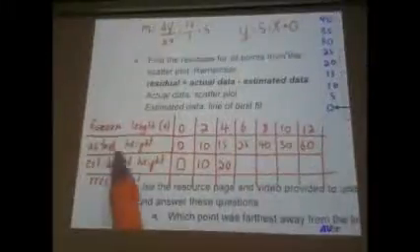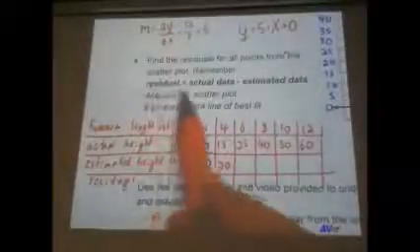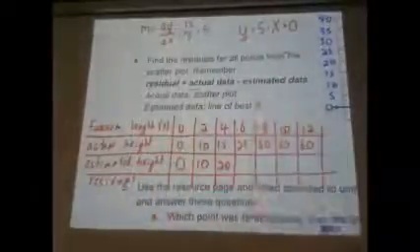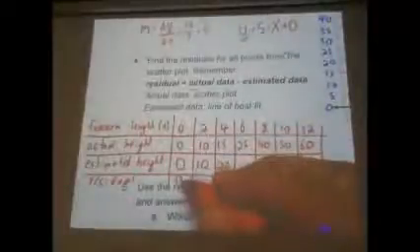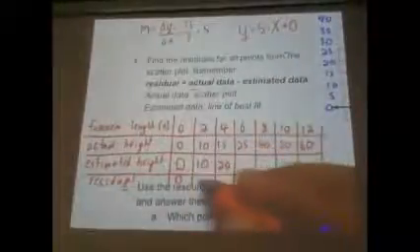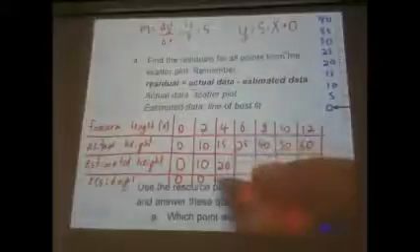From there, my residual is just my actual height, right here, minus my estimated. We know that because it tells us right here. Therefore, my residual is 0 here. 10 minus 10 is 0. 15 minus 20 is negative 5, and you can do the rest. So we've done all of that before.